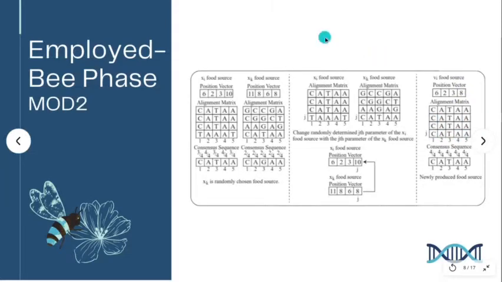For our second modification, we're basically not using that equation and only swapping the jth element of our current position vector with our randomly generated position vector.